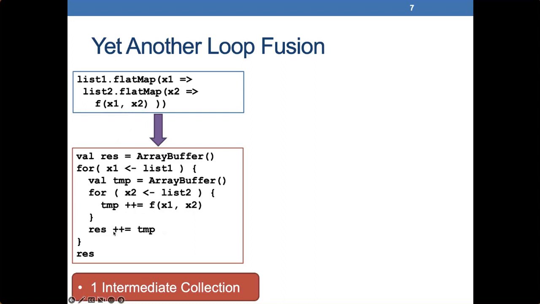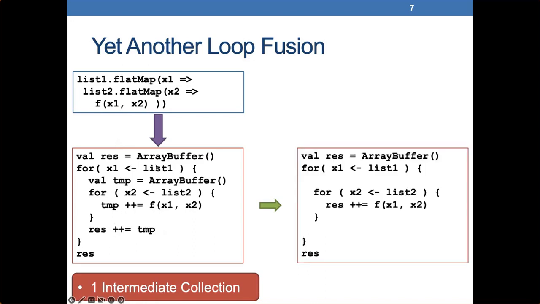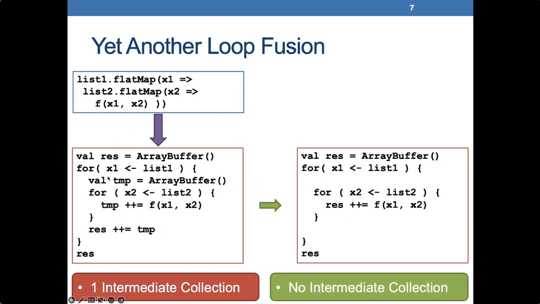So instead of this, we could have a more efficient version where we don't allocate this intermediate collection. Instead, we immediately append the elements to the output result. And the advantage of this one is that there is not going to be any intermediate collection anymore. And in this talk, I'm going to show you how we should represent the corresponding high-level notation for this program and how we should achieve this optimization.